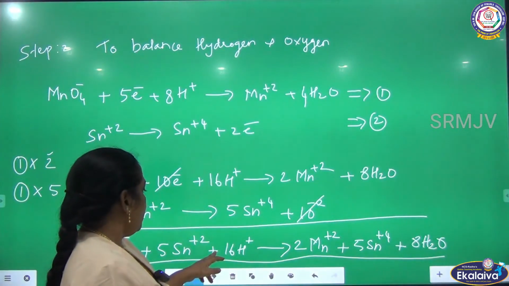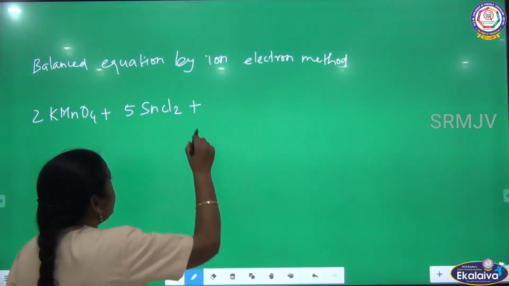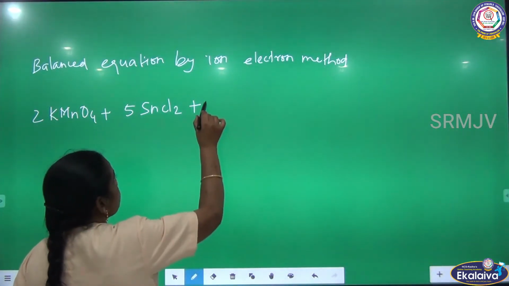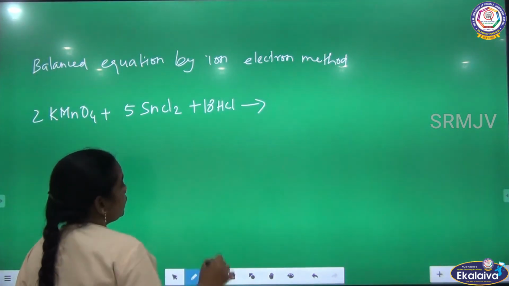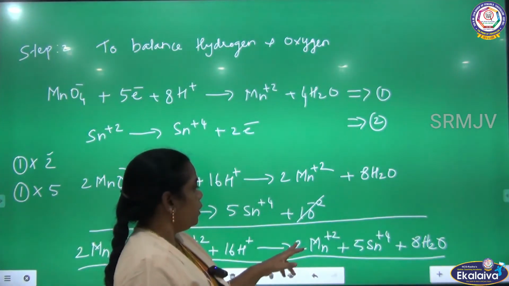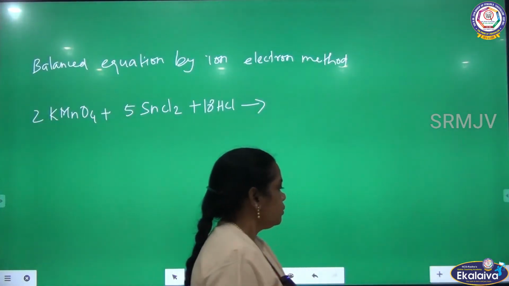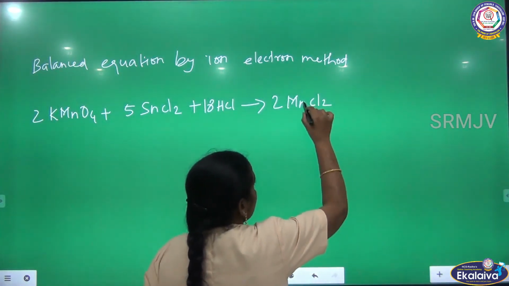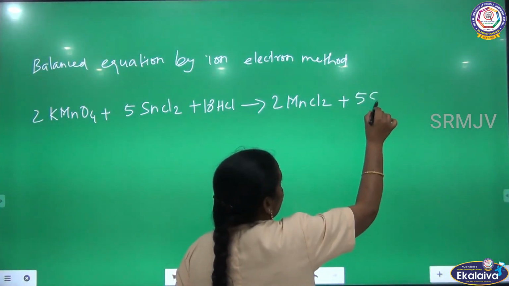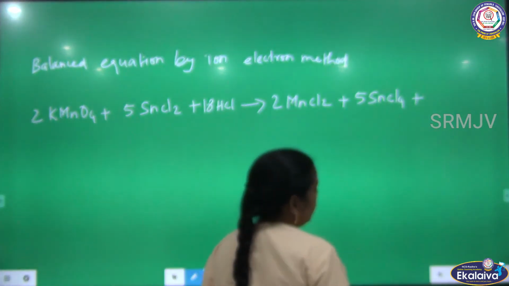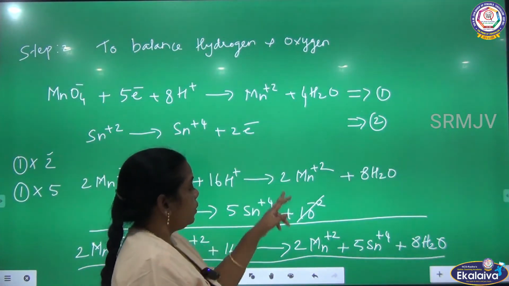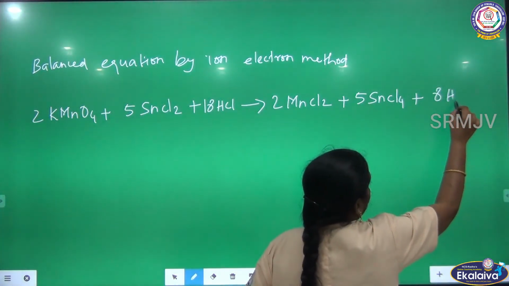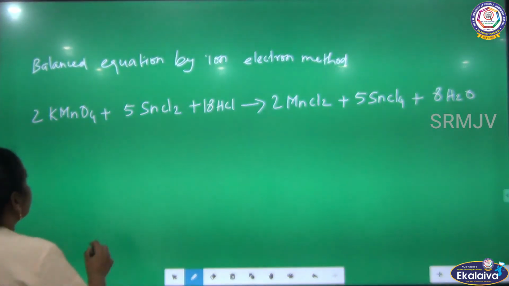Now you see how many protons? 18 protons. So how many HCl? 18 HCl gives, now you see on the product side, 2 MnCl2 plus 5 SnCl4 plus, now you see on this side manganese chloride, tin chloride and 8 water molecules.